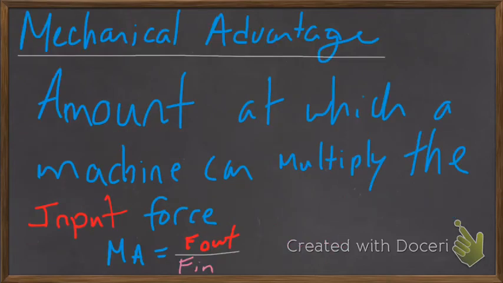So mechanical advantage, this is pretty much what we were just talking about if we take our example of the jack. Now, the definition is the amount by which a machine can multiply the input force. So if you have a very small input force and you get a great output, that's a really good mechanical advantage. If you have a really high input and a lower output, that's not very good at all. You're like, why am I doing all this work if this machine can't do the work for me?